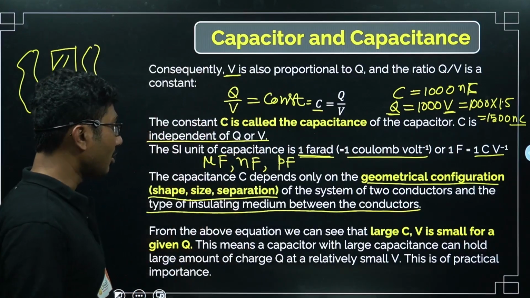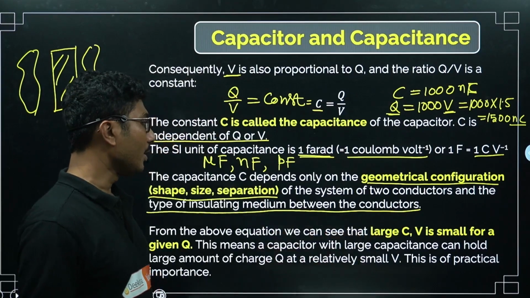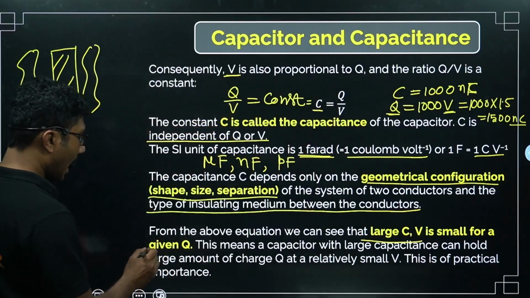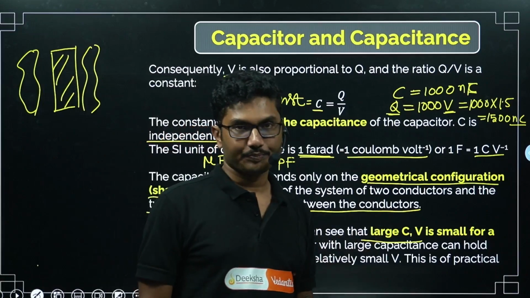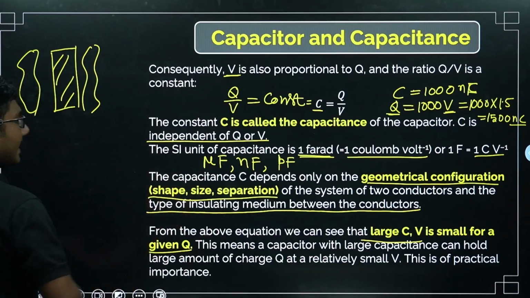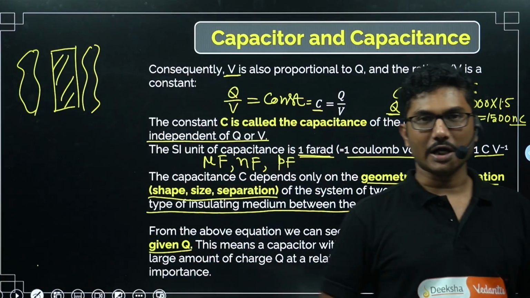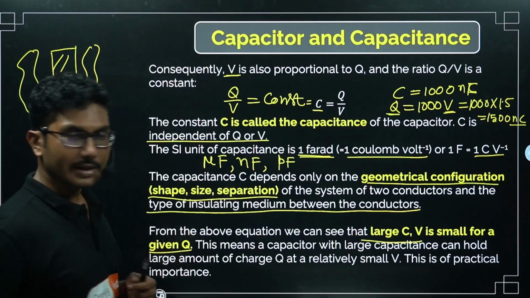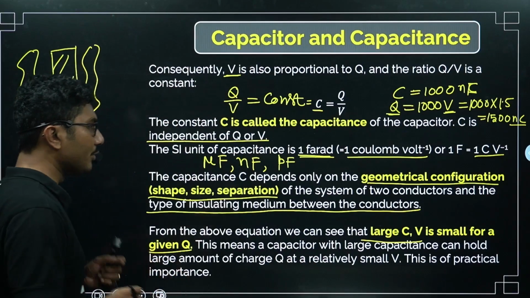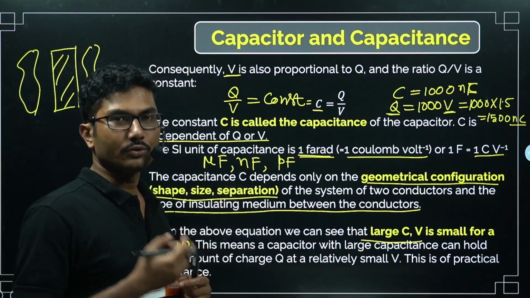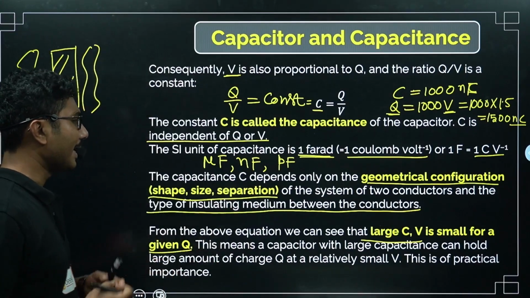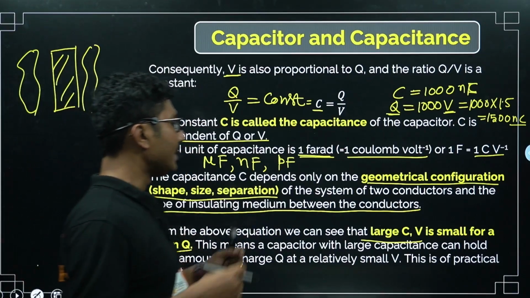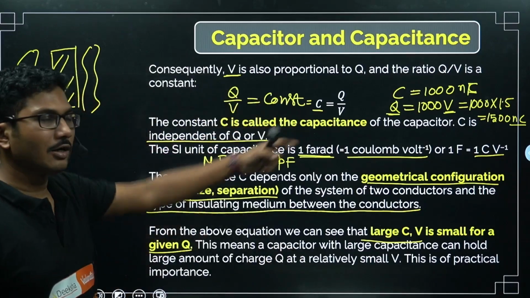Because the value of C was large, the meaning of that is, if C is large, you can store a very high amount of charge for a small V, right? Now if C is high and you have a very small amount of charge, then the value of V will be less, right? So V, C and Q are interrelated, but since C is independent of V and Q, you can control how much charge you want to store by controlling the potential, right? This means that a capacitor with large capacitance can hold a large amount of charge Q at a very small V. That is the meaning of this entire thing.